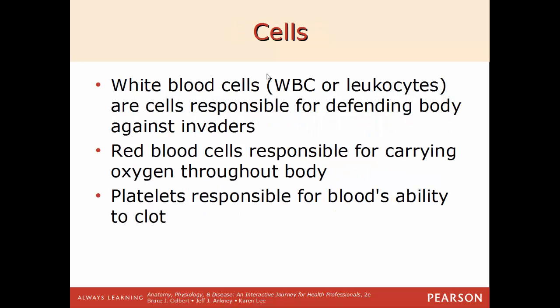All right, now move on to various cells of the immune system. The first one, white blood cells or leukocytes. These are responsible for defending your body against invaders. Now red blood cells are responsible for carrying oxygen throughout the body. And then platelets are responsible for the body's ability to clot when injured.